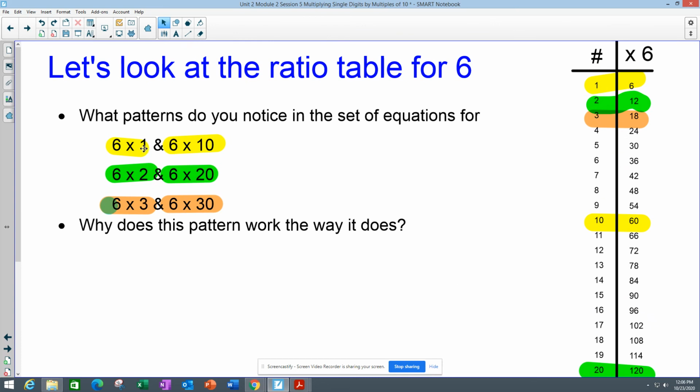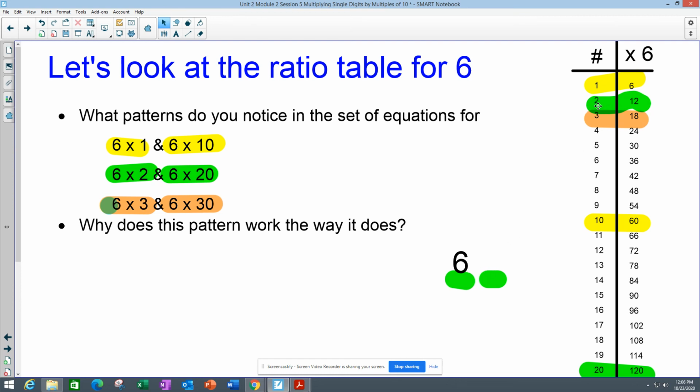So you should notice that by multiplying by 10, all you do is look at that answer and move it over one placeholder and put that 0 here. So if I have my 6 here and I multiply it by 10, this one has to be times 10. Really all I'm doing is moving it over one placeholder, from the ones to the tens, and then putting that 0 placeholder here.